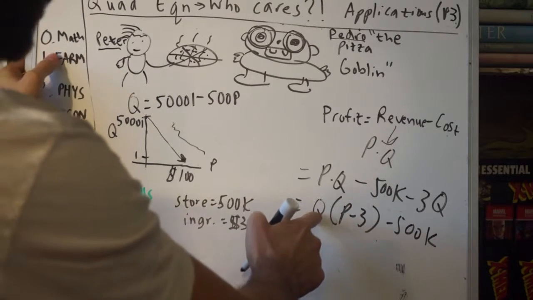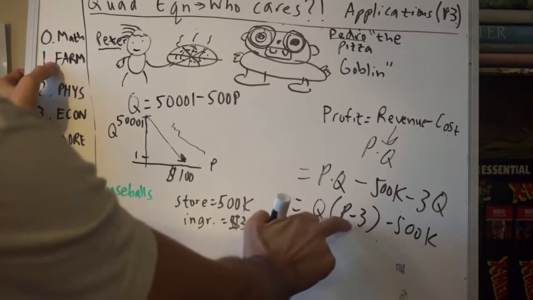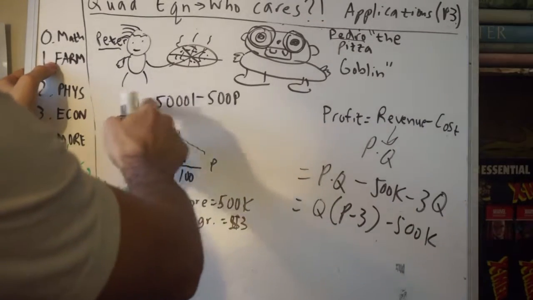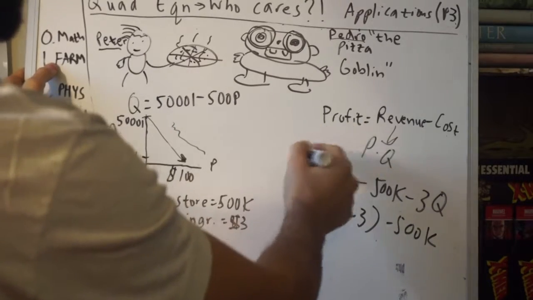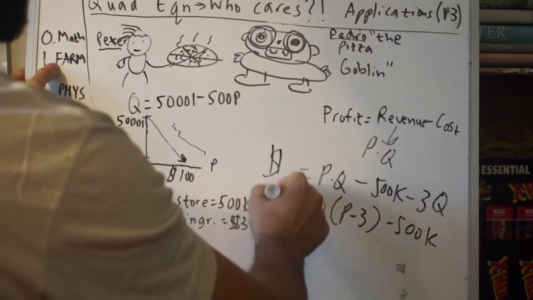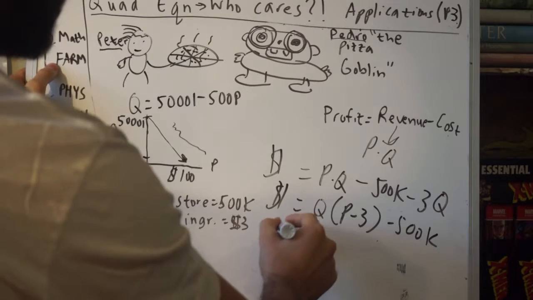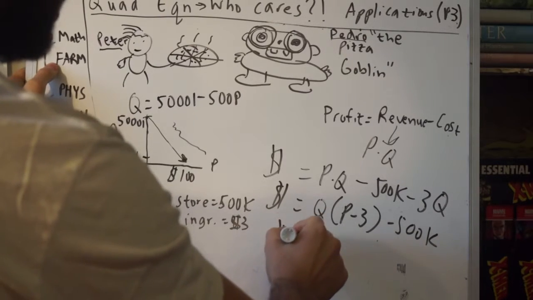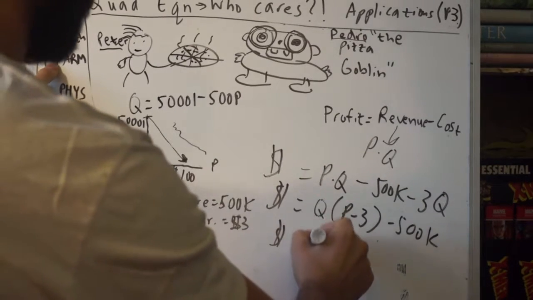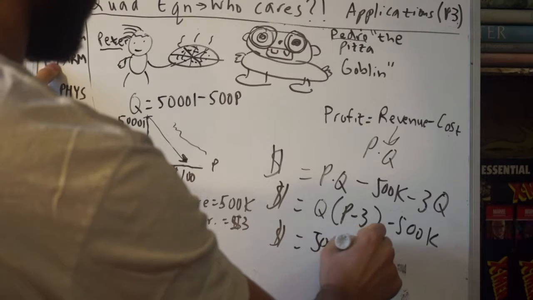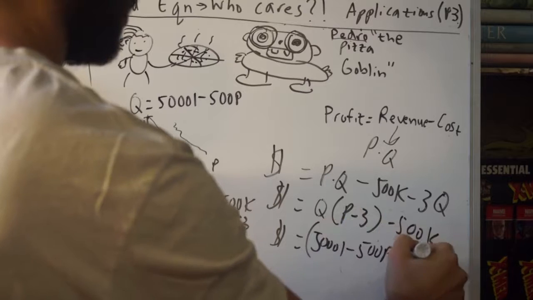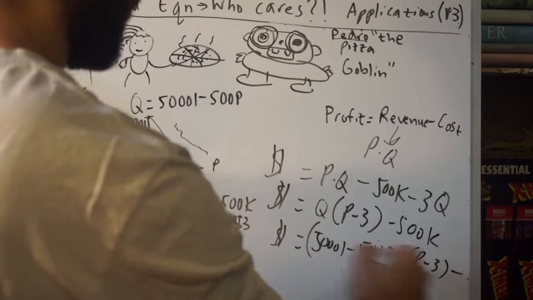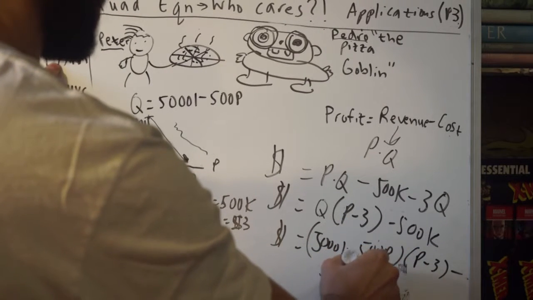All right. Now we don't want the Q because we don't want two variables. So let's replace Q with this. So our profit, we'll just give it a dollar sign. All right. So our dollar sign is going to be 50,001 minus 500p times this p minus 3 minus, and I'll write it out this time, 500,000.